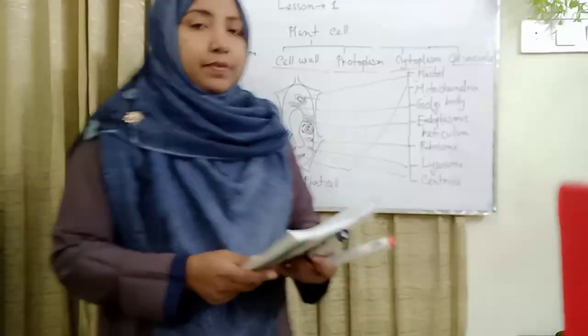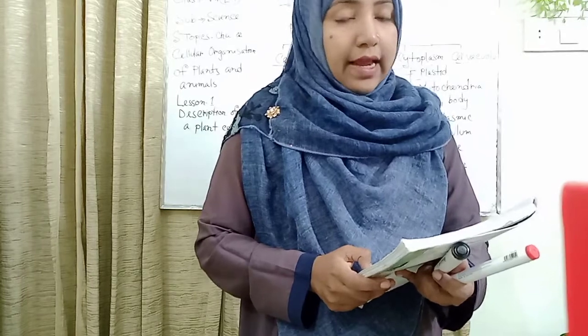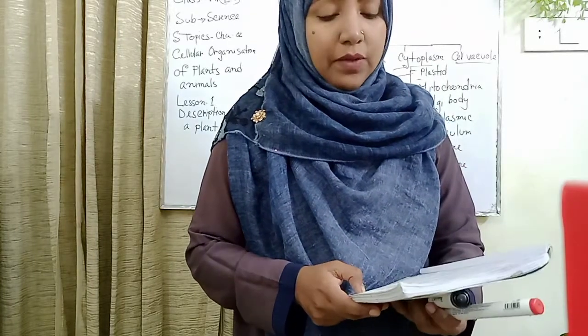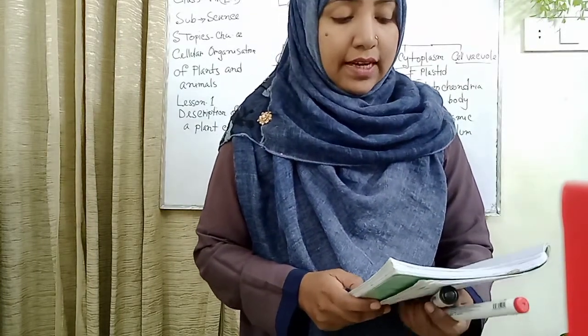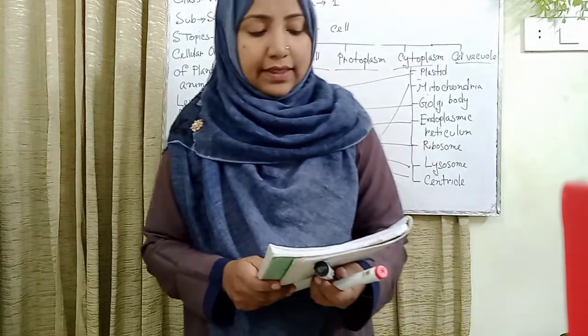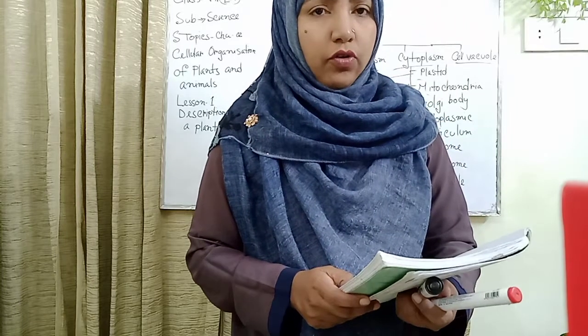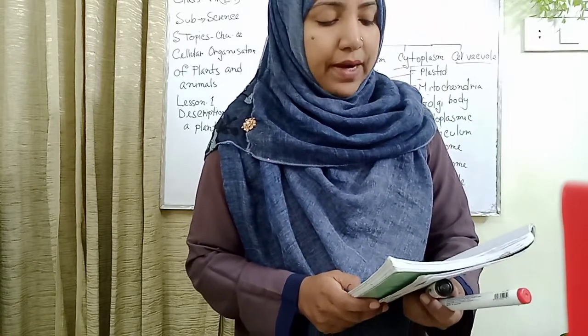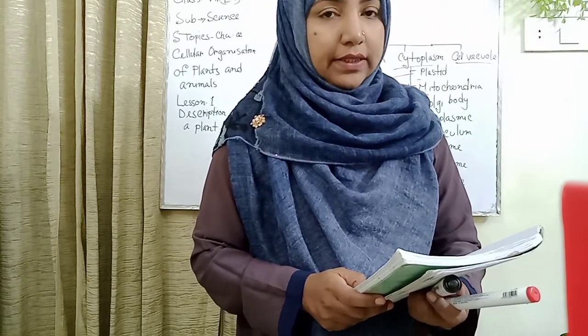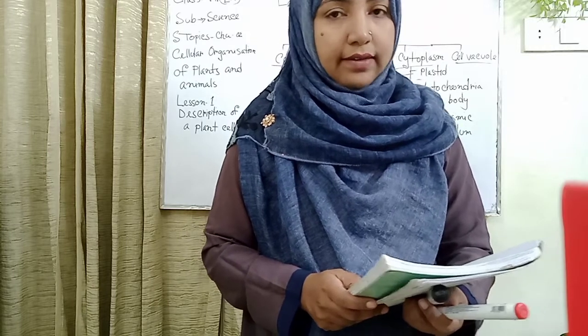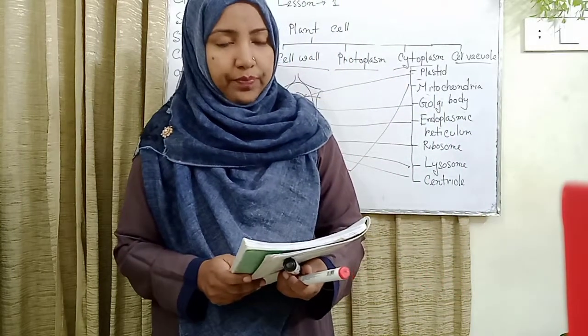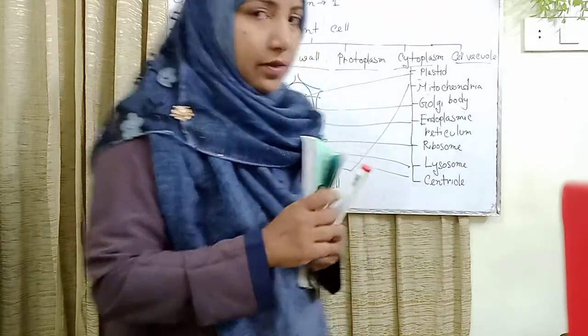My dear students, please everyone see the board. And also please everyone open the books to page number 13. Here is the description of a plant cell. Body of all organisms is composed of one or more cells. A typical plant cell comprises 2 parts. One is the cell wall and another is the protoplasm. First structure is the cell wall.